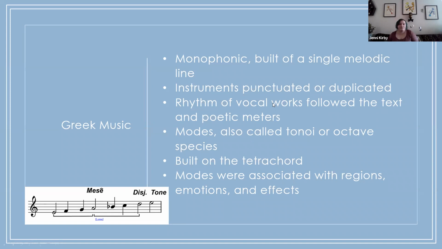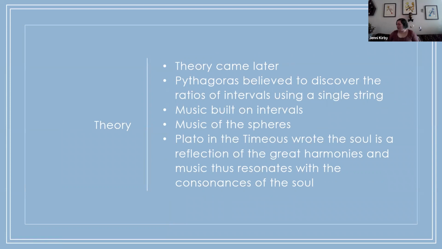A lot of what we know about ancient Greek music, and a lot of what people study, is music theory. This music theory came a lot later. The treatises that were published came almost, for some of them, 1,000 years after the music would have actually been played.